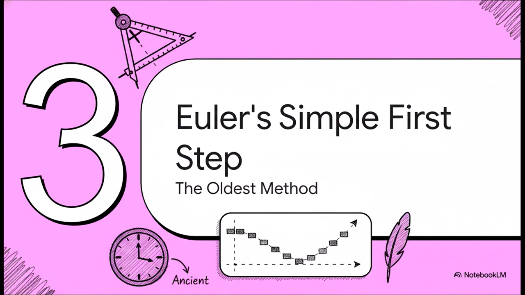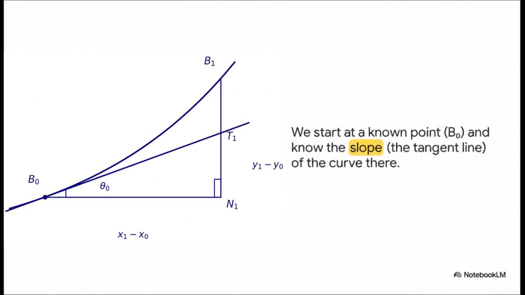This is where the genius of the 18th century mathematician Leonhard Euler comes in, with a method that is one of the oldest and most beautifully simple ideas out there. To take our first step, we need two key pieces of information. First, we have our starting point on the graph, that B0. And second, the differential equation itself tells us the slope of the curve at that exact point. So think of it like this. We know our exact position, and we have a compass telling us exactly which direction to head next.